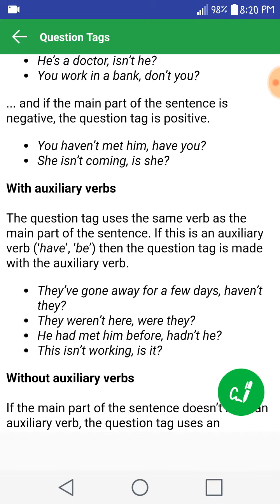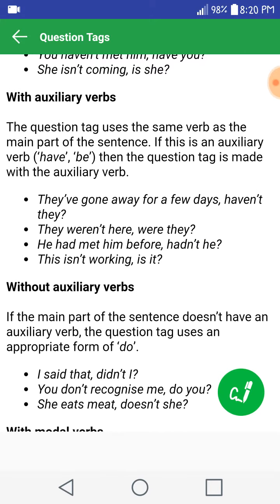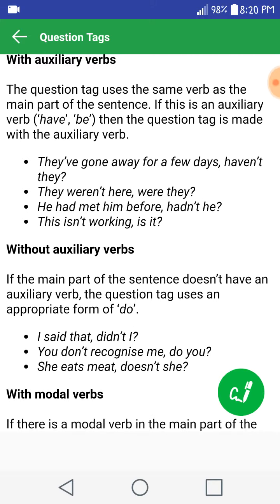With auxiliary verbs, the question tag uses the same verb as the main part of the sentence. If this is an auxiliary verb, have, be, then the question tag is made with the auxiliary verb. They have gone away for a few days, haven't they? They weren't here, were they? He had met him before, hadn't he? This isn't working, is it?